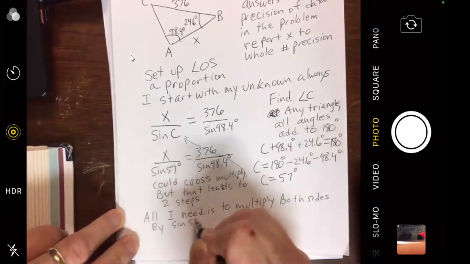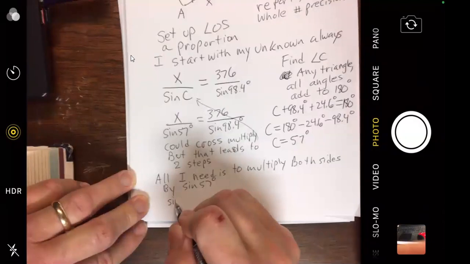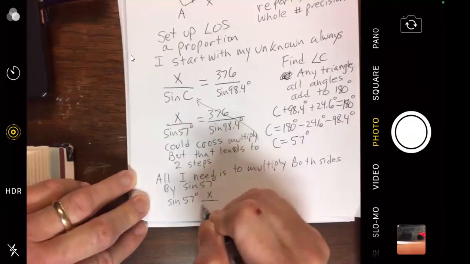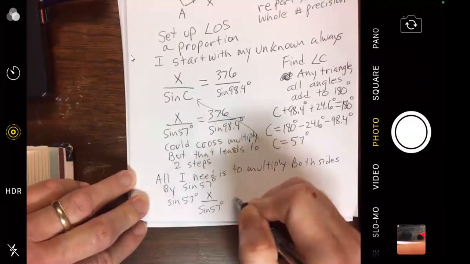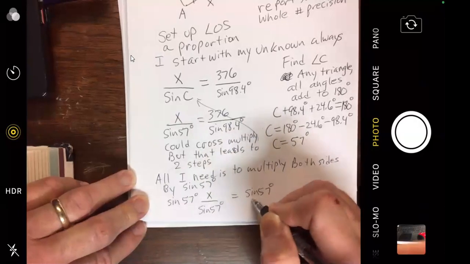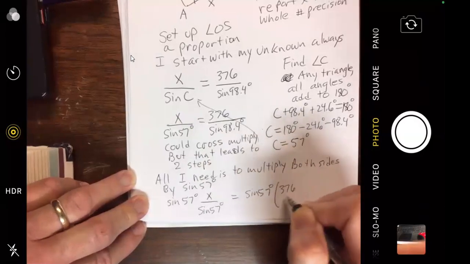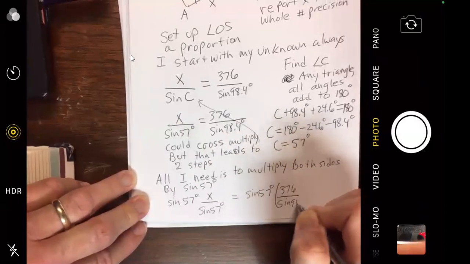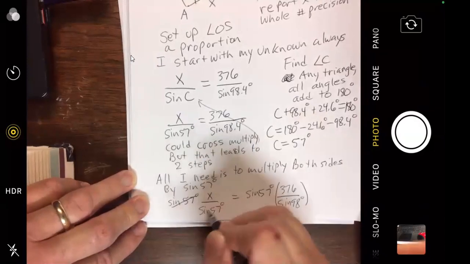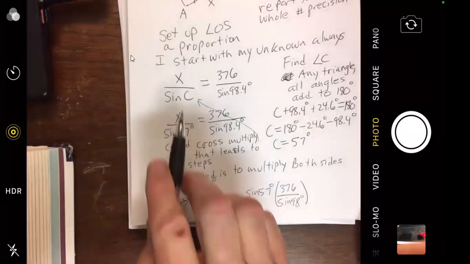Sine 57 degrees. Get one more step in on this page. X over sine 57 degrees is equal to sine of 57 degrees times 376 over sine 98 degrees. You see, this cancels. And you can get it down to one step if you start your proportion with the unknown.